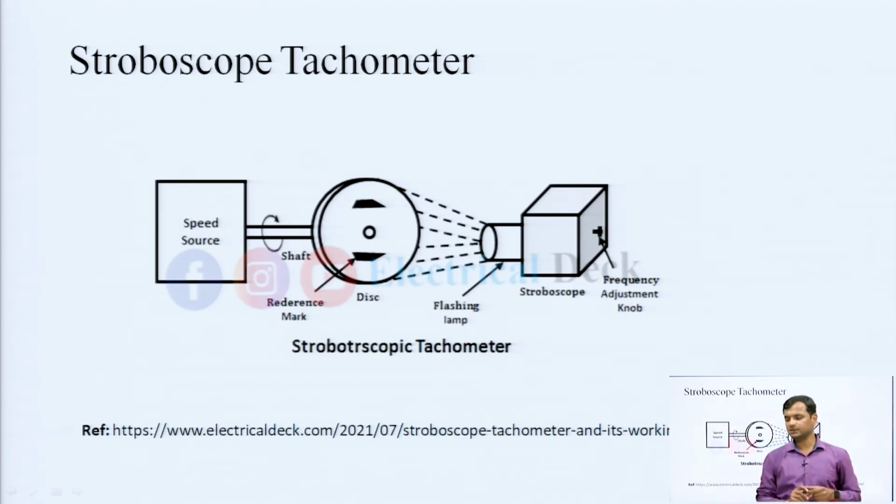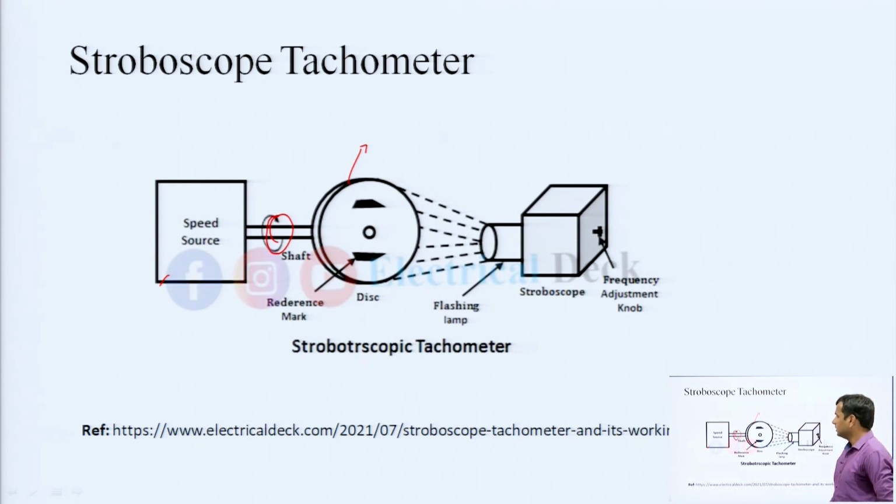Now, we can see the diagram. When we see the construction, first we have the speed source, and this is our disc that will rotate. Because of that speed source, because of the angular motion of this shaft, the disc will rotate, and we can see two stationary marks on that rotating disc.